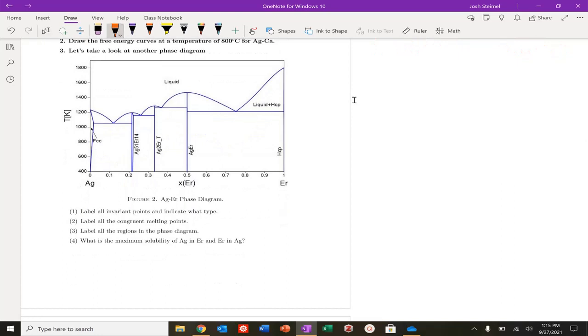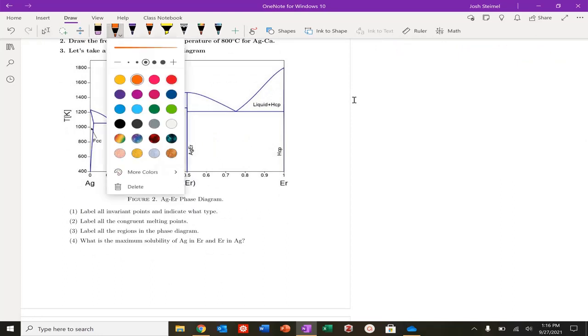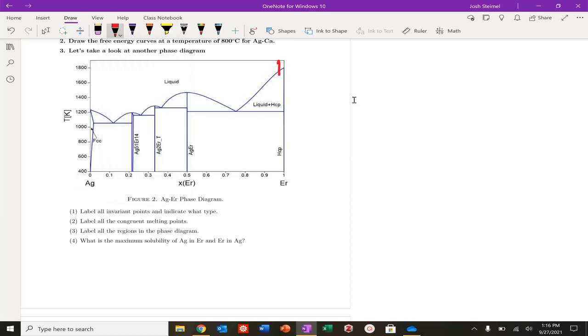Let's look at another phase diagram. We kind of know the system. So where are my congruent melting points? I always have one on this side, one on this side. Here's another congruent, here's another congruent, here's another congruent. There we go. So those are congruent melting points.